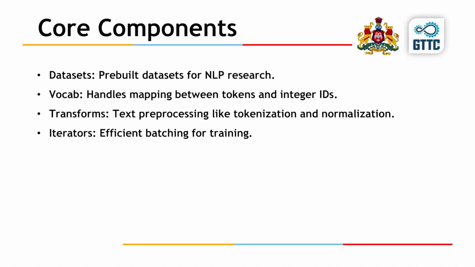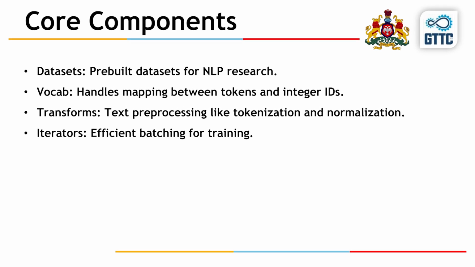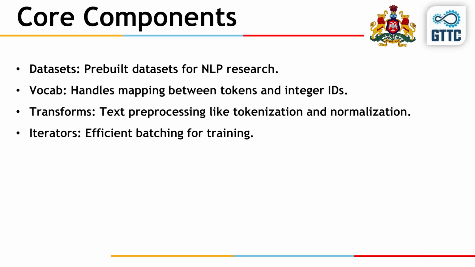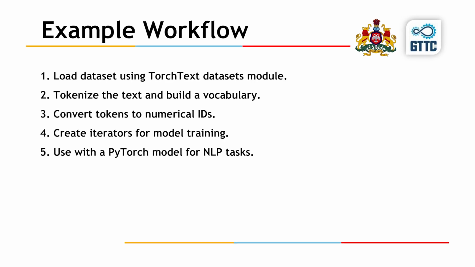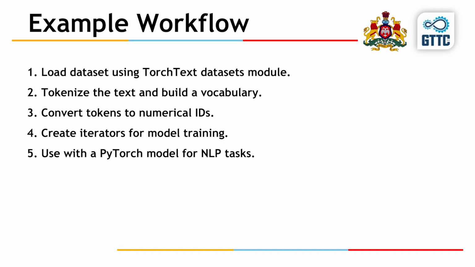The last component is iterators. Iterators make a group of tasks, and these groups are called batches. Batches of training data are given to the machine so that it becomes easy for the machine to understand and process further. So let me give you one example workflow of how exactly TorchText works.